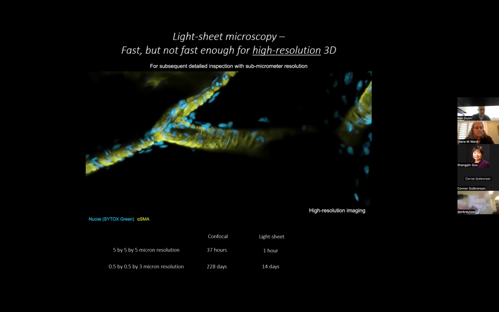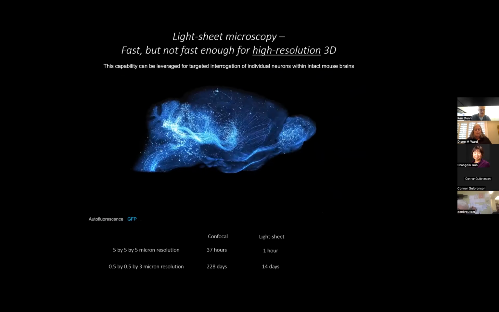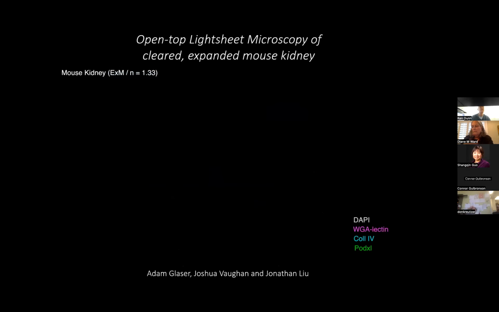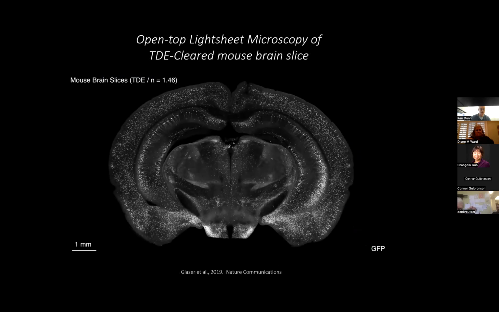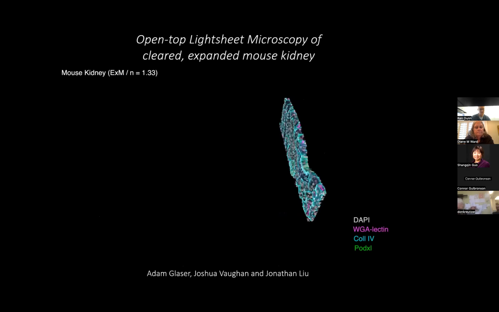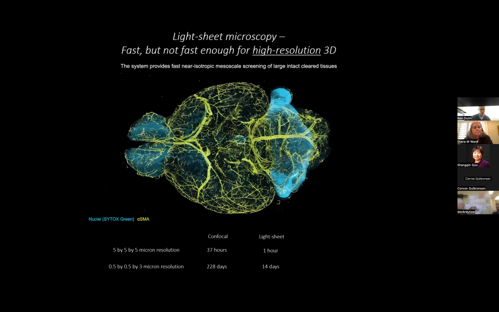I started this movie before I should have. All right, so what I wanted to point out here is that light sheet microscopy speeds up the volume of imaging, but you don't have terrific resolution. If you're imaging an entire mouse brain by confocal microscopy at 5 by 5 by 5 micron resolution, it'll take 37 hours. Do it by light sheet microscopy, it'll take an hour. If you want to do it at 0.5 by 0.5 by 3 micron resolution, it'll take 228 days by a confocal microscope, and it'll take 2 weeks by light sheet microscopy. It's a lot better, but 2 weeks still is a non-starter.